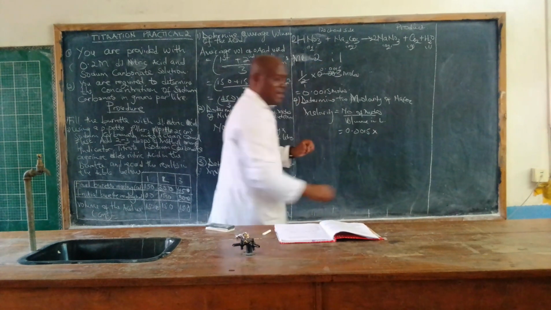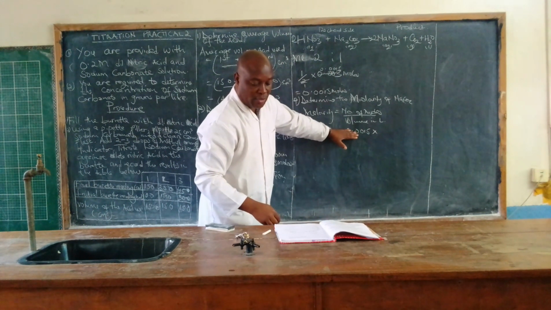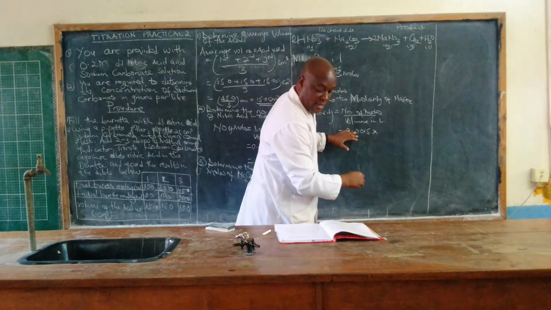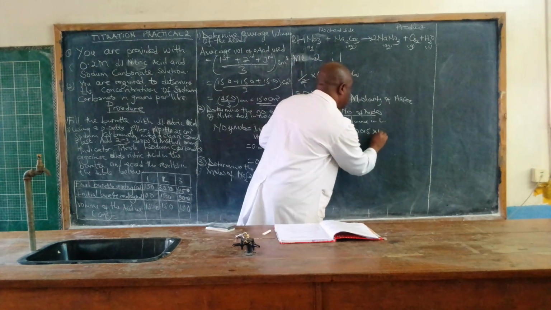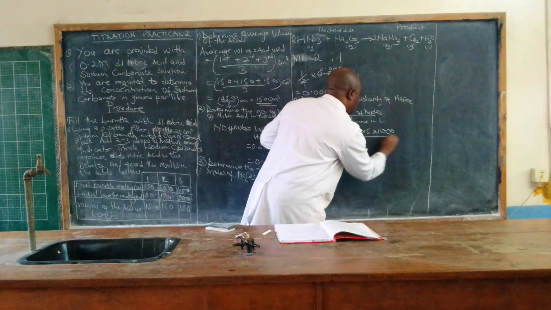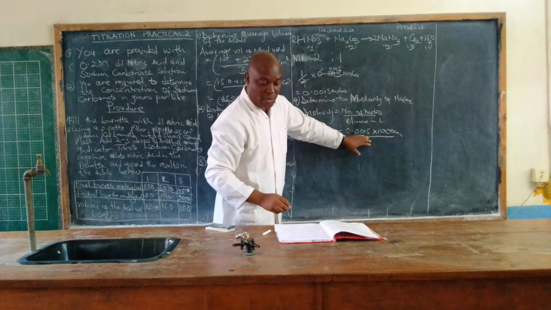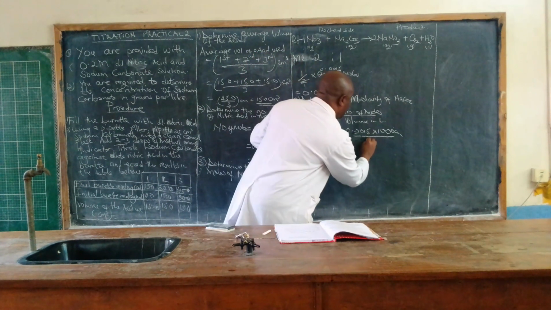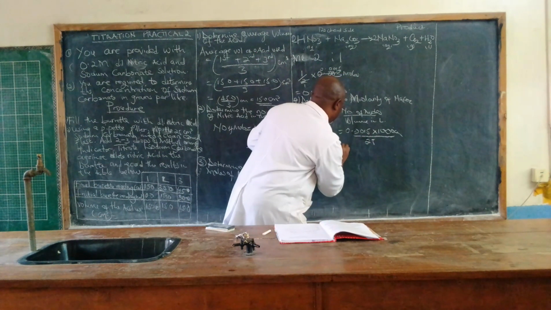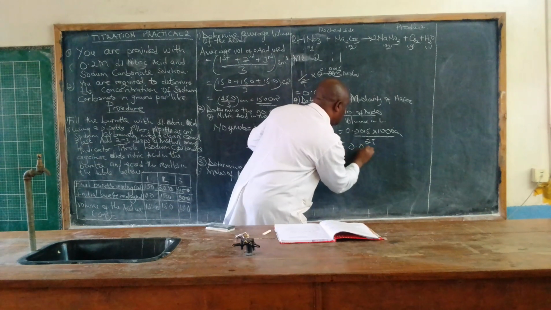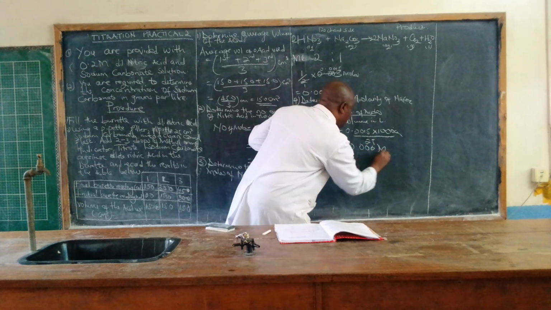So if we substitute properly, 0.0015 times 1,000 cubic centimeters, and then we divide by 25, which gives us 0.06 M.